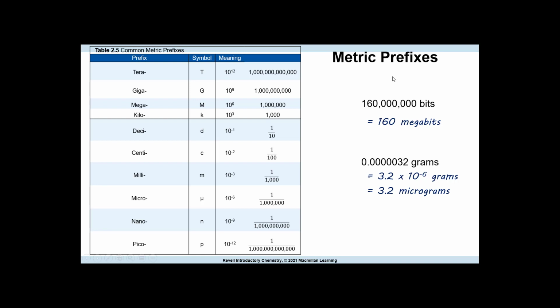And if we had something like this, what we see here is we have 1, 2, 3, 4, 5, 6 zeros in front of 32 grams. So this is extremely small. Instead of rewriting this over, we could write in scientific notation, or we could use a metric prefix. And we tend to use metric prefix. So let's see what this is.